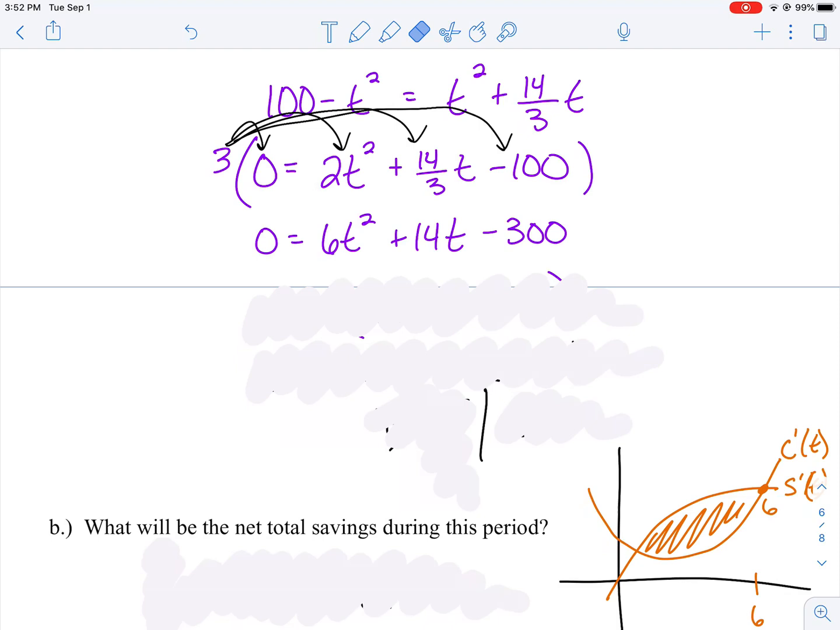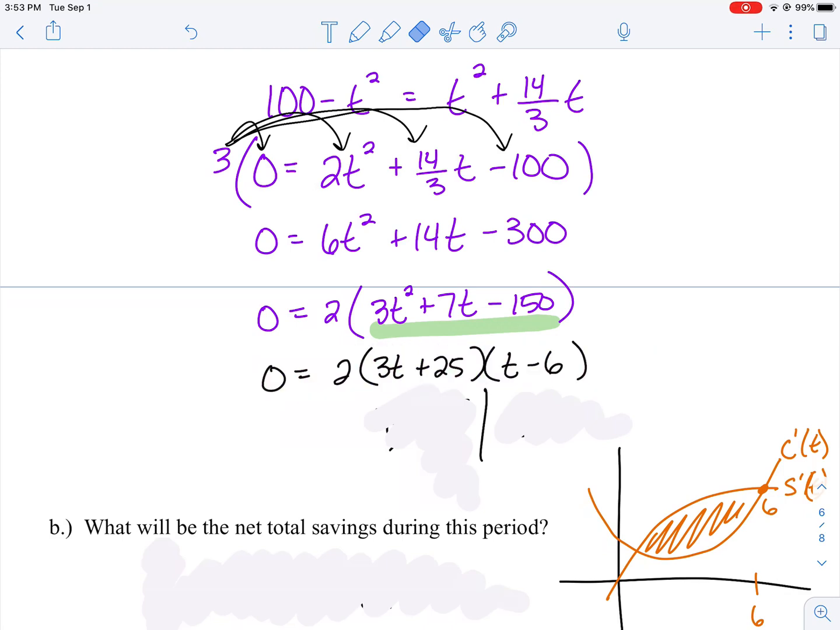I'm going to first try to solve by factoring. I noticed that there is a GCF of 2, so I'm going to take out a 2. Then I'm going to factor the leftover trinomial, and I'm going to use bottoms up. You can use whatever method you've learned for factoring a quadratic equation that has a leading coefficient other than 1.